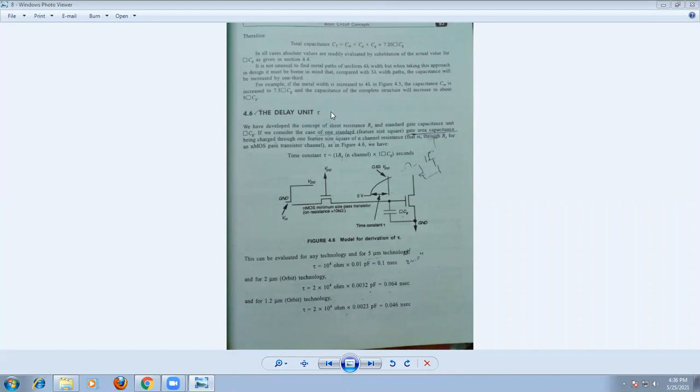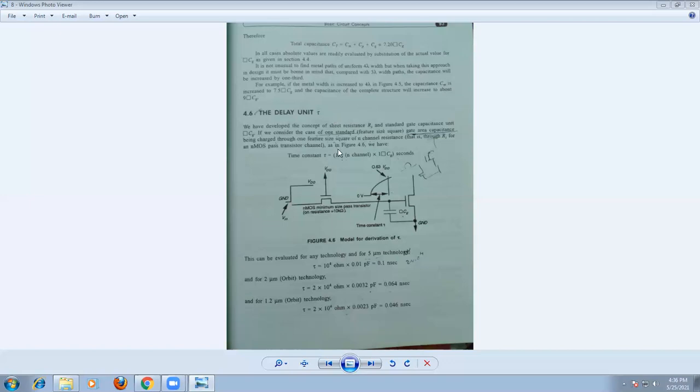In the last class, we discussed how to find the resistance and also the capacitance of different layers, and also how to calculate the capacitance of multi-layer capacitance, right? Now, in this class, let's go on to derive and analyze the delay unit.